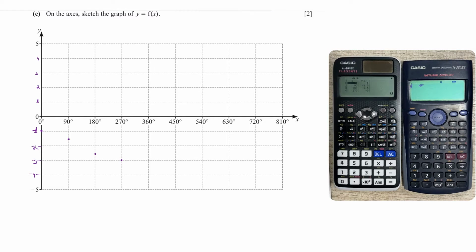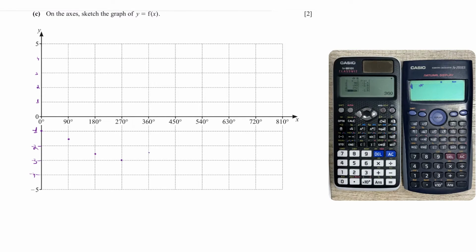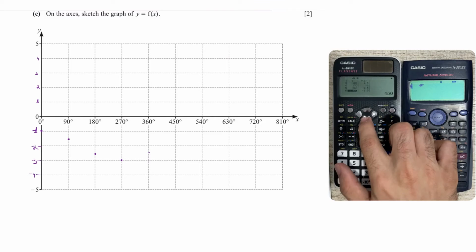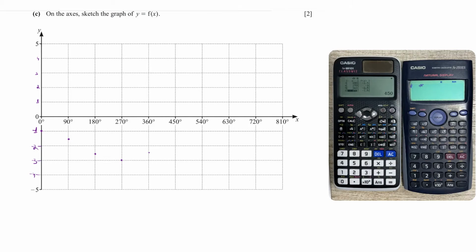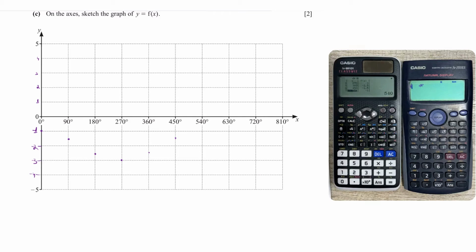There you go. Then let's scroll down. At 360 it's -2.5 again, and at 450 it's -1.5 again. At 540 it's -1. That means one cycle has completed. Try to make it as smooth as possible, and it shouldn't be sharp. The next cycle is going to continue in the same way as this one.